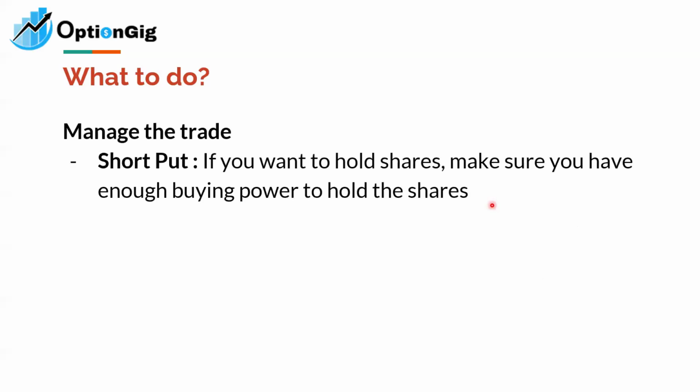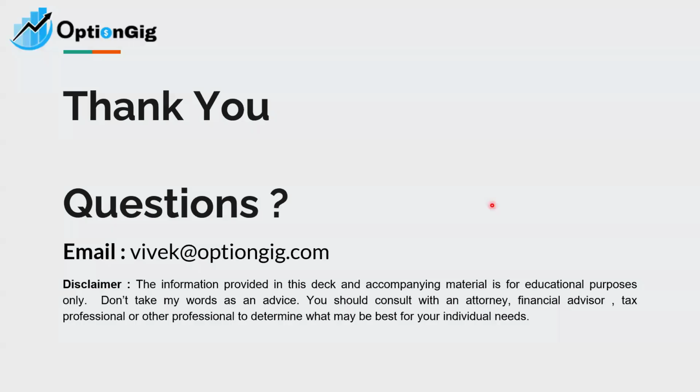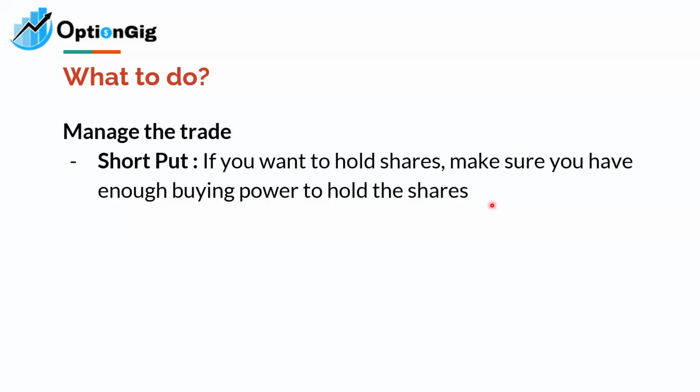Or if you have a short put, like this happens with me. If I have a short put and I want to hold the shares, then I want to make sure that I have enough money or enough buying power available to hold the shares. If I don't, and I sold a put, which means someone can put the shares to me, in that case, I'll close the trade. So that's overall how to determine if you are at risk of early assignment or not.